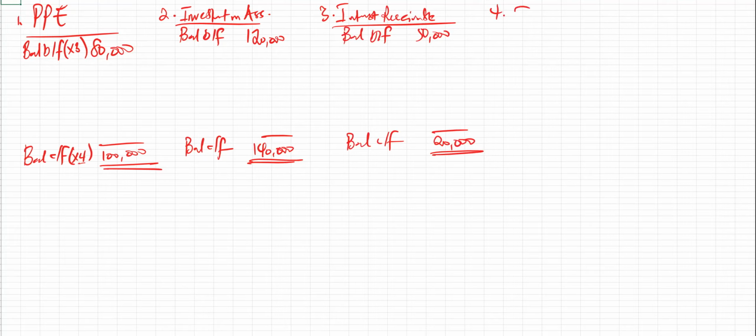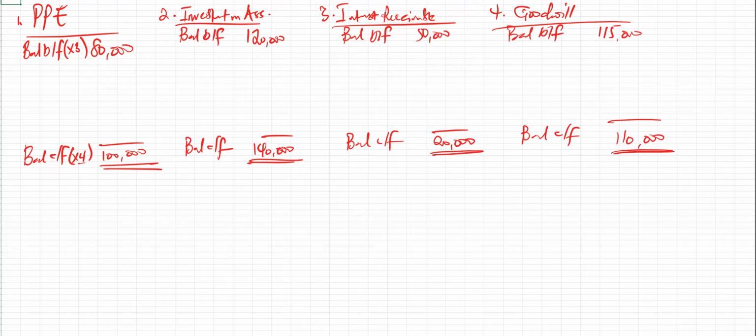Next, working number 4, goodwill. It doesn't mean you should do your workings in this straight manner. You can do some two by two. So goodwill balance brought forward was 115. Then balance carried forward, goodwill became 110.